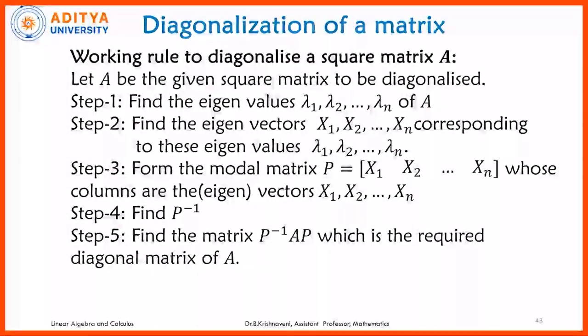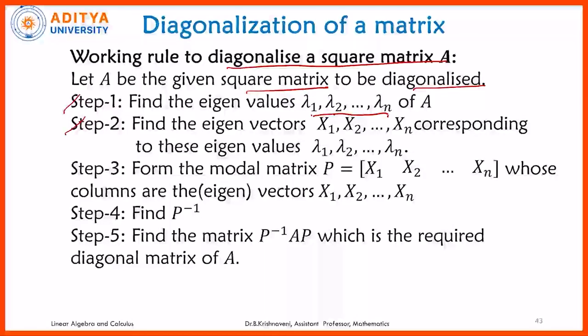So, now we will see the working rule to diagonalize a square matrix A. Let us consider A to be the square matrix to be diagonalized. Step 1: find the eigenvalues of the given matrix A. Let us suppose those are given by lambda 1, lambda 2, and so on up to lambda n.